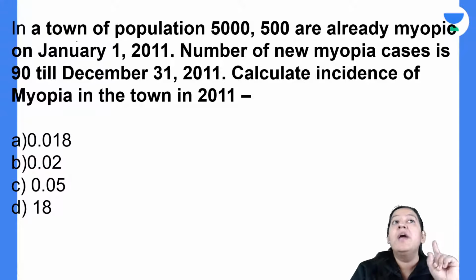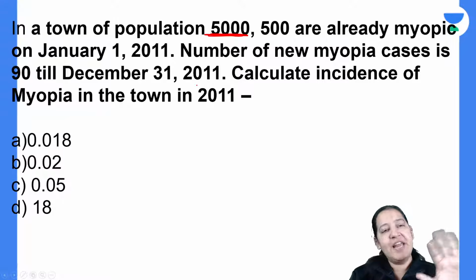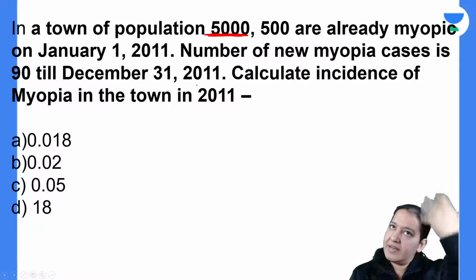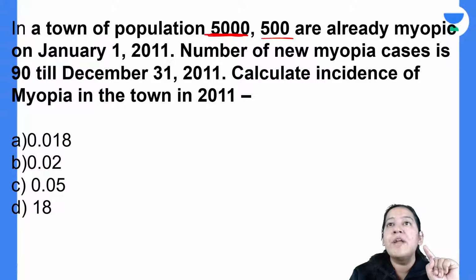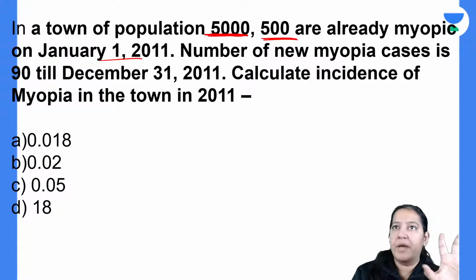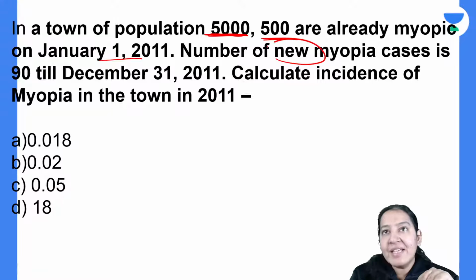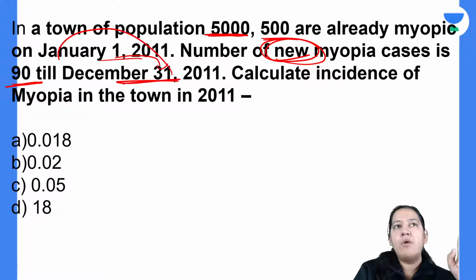I will read the question for you. In a town of population 5,000. So 5,000 is the mid-year population of that town. If separately population at risk is given, I will consider that. Otherwise, I will consider this population as population at risk. Okay. 500 are already myopic. 500 already have the disease. On the 1st January 2011, they are already myopic. Now, number of new cases, new myopia cases is 90 throughout the year from 1st January till 31st December. Throughout the year, these are the new cases. The new cases are 90.